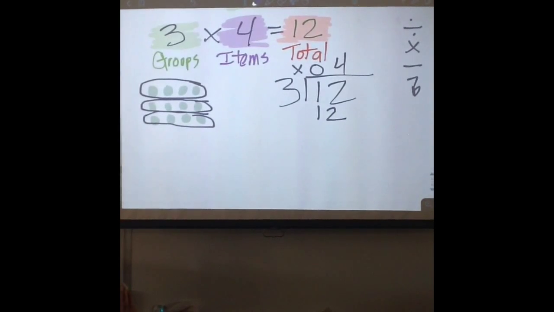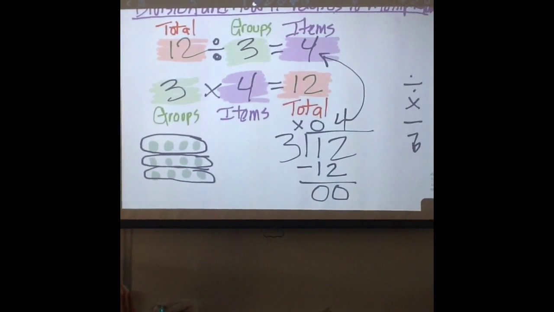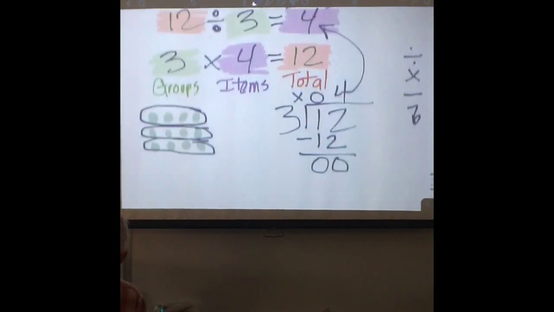What do we do next? Sister subtract. And it leaves us 2 minus 2, or 2 take away 2 is 0. 1 take away 1 is 0. And our answer is 4. Is that the same answer that we got for that? Yes. That's what it means. Does that make sense?